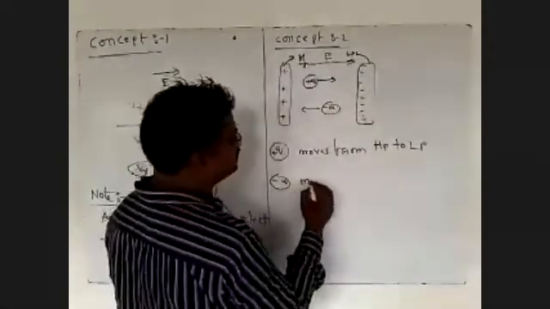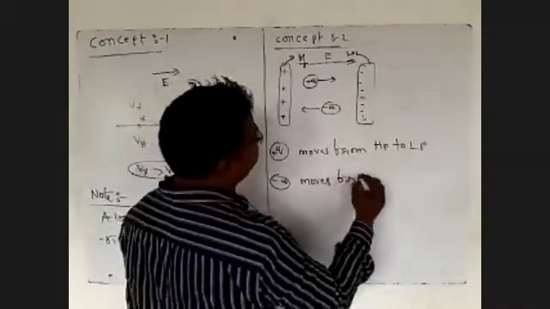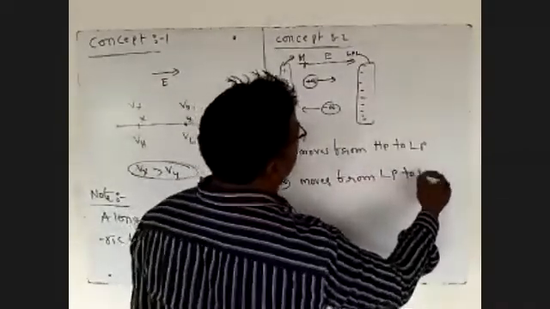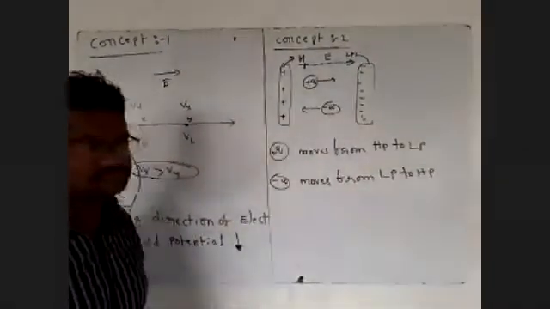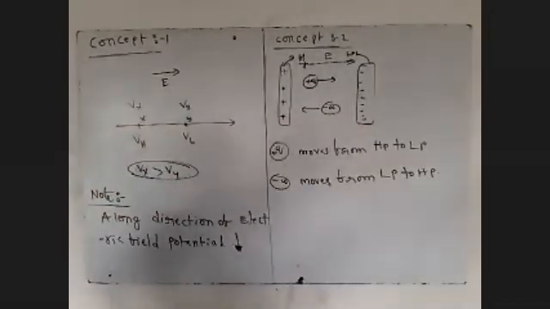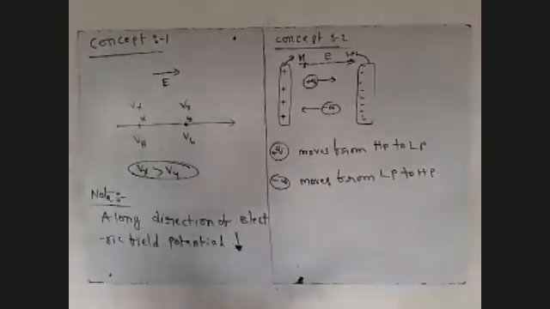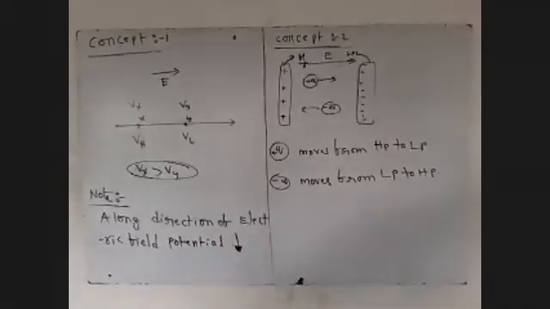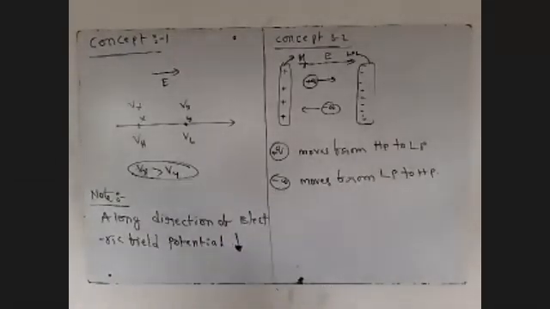Negative charge moves from low potential to higher potential. A negative charge moves from low potential to high potential. This is a very important point. So, next.